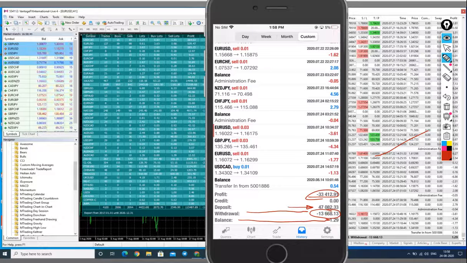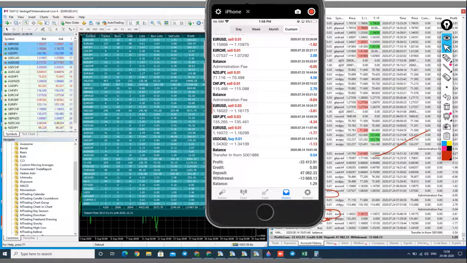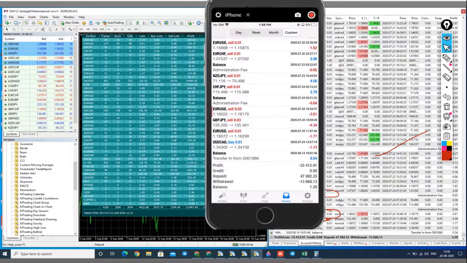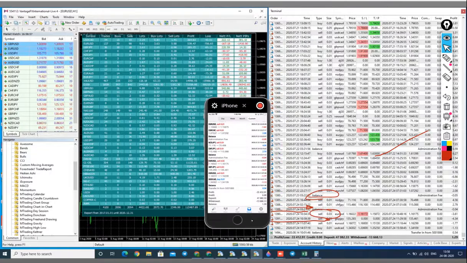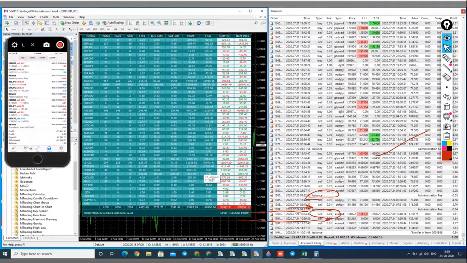So per day around 5 to 10 trades he is trading with his capital, and you can see the balance left is $1.29. Now we are going to analyze each of his trades individually. You can see that we are analyzing the Vantage International Live 4 account, and we have the tools where we can check all his histories.